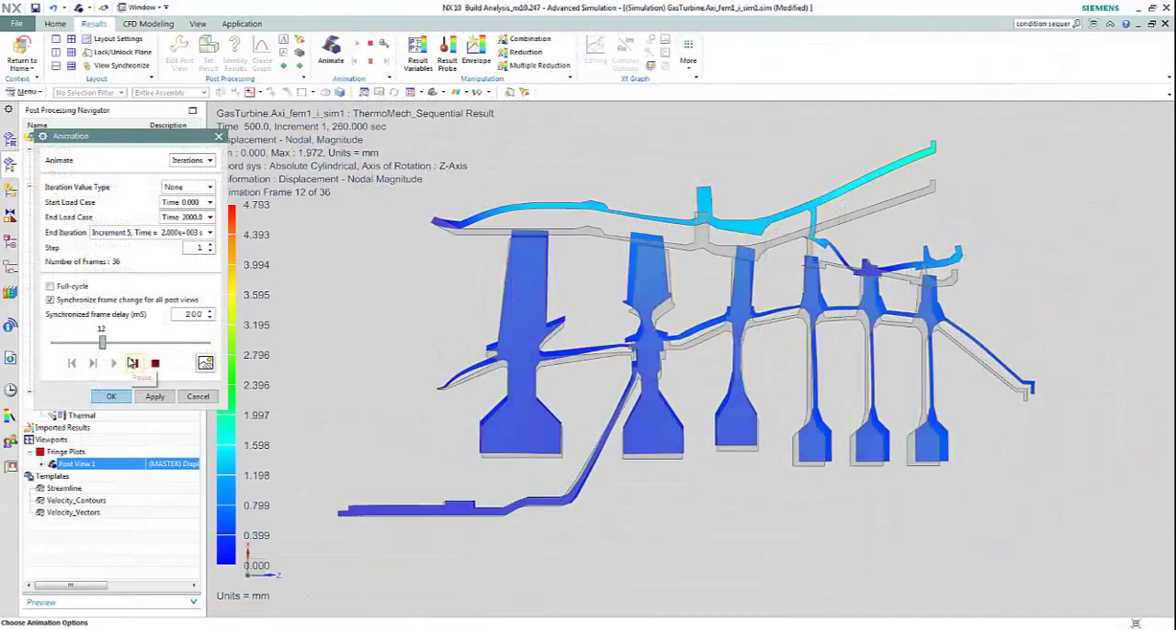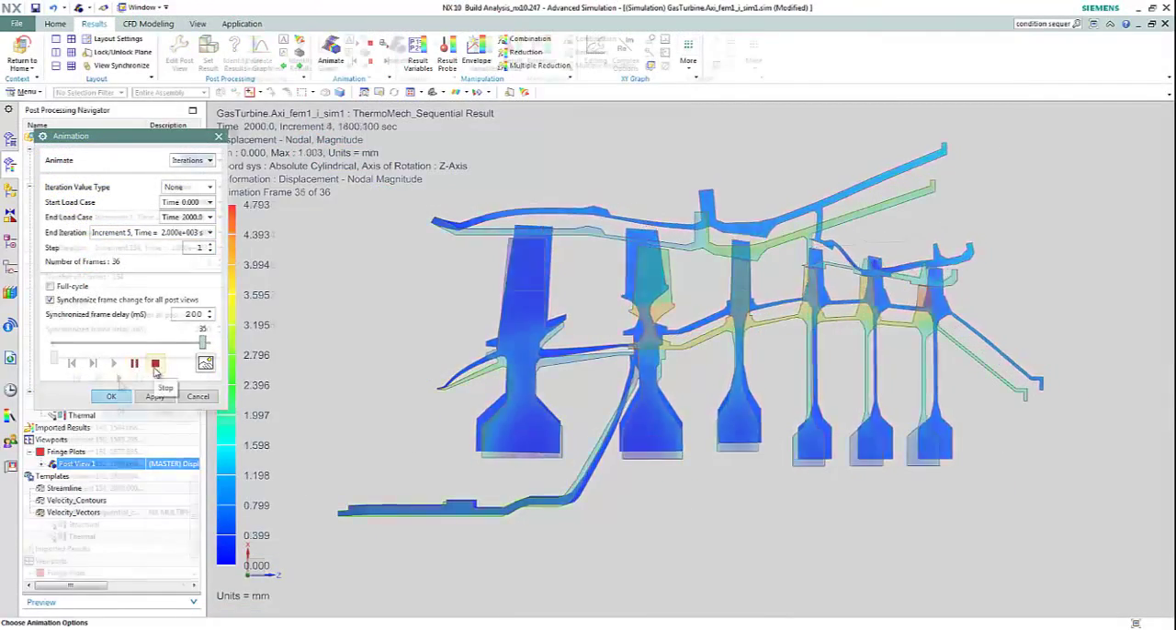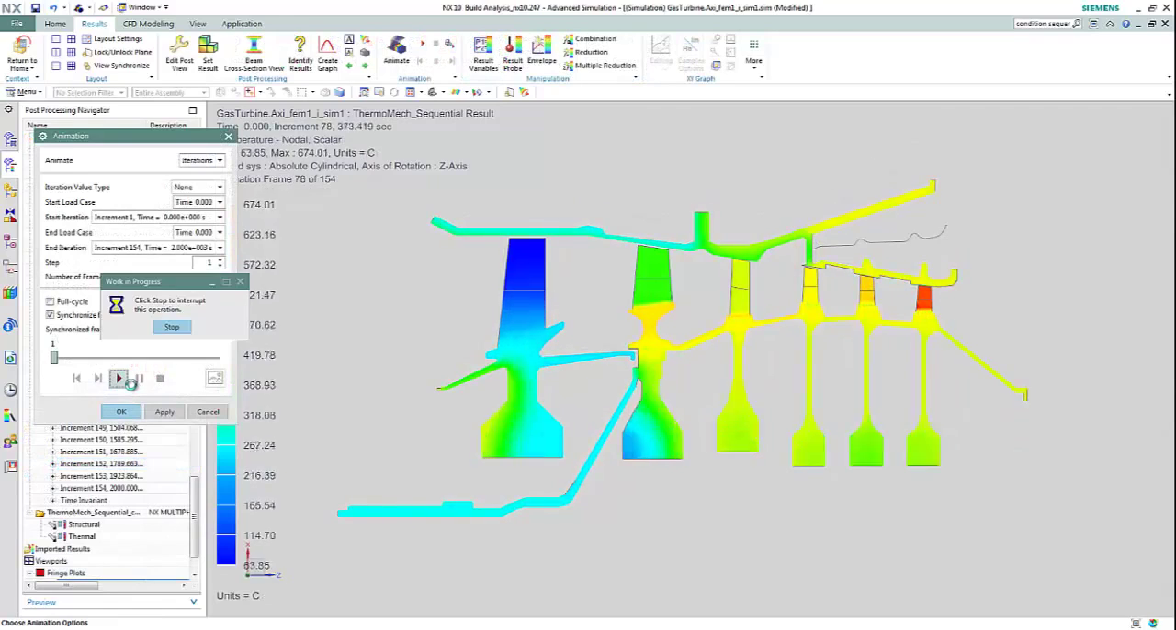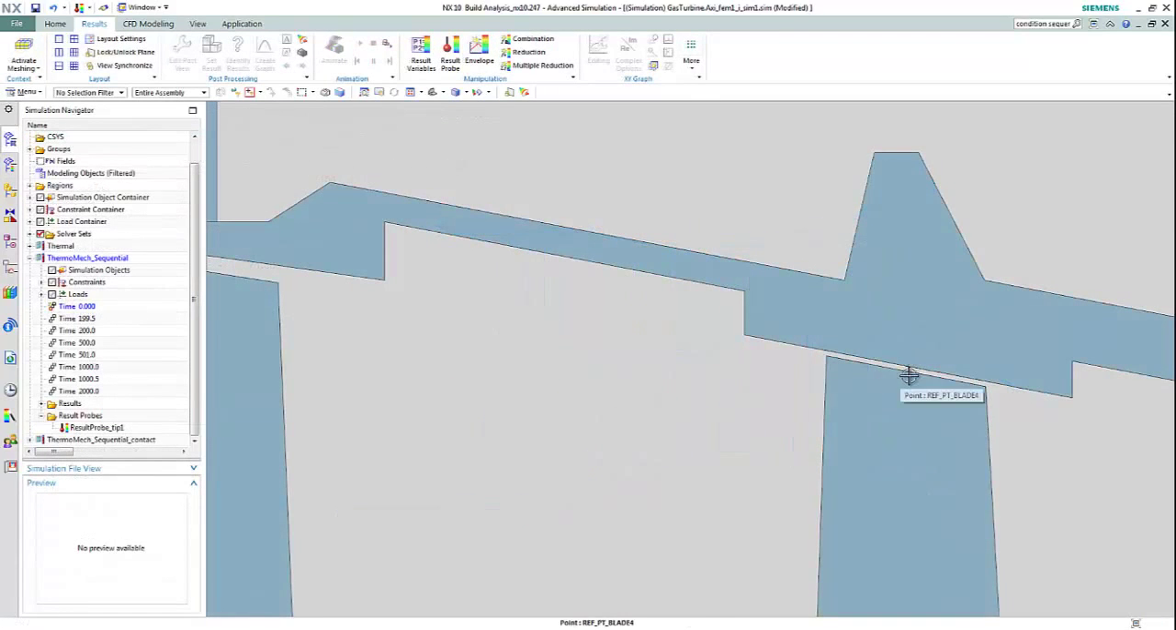Post-processing of the results in NX-CAE then allows the engineer to understand deformation and temperature of the compressor at various stages of the mission profile.